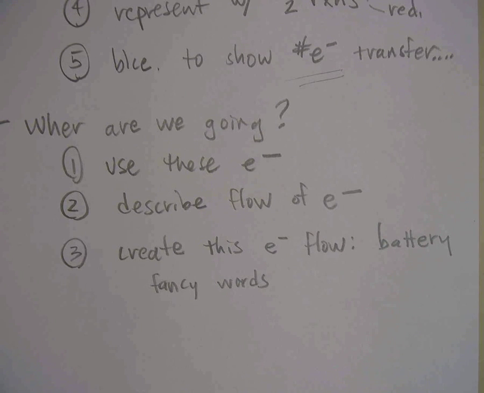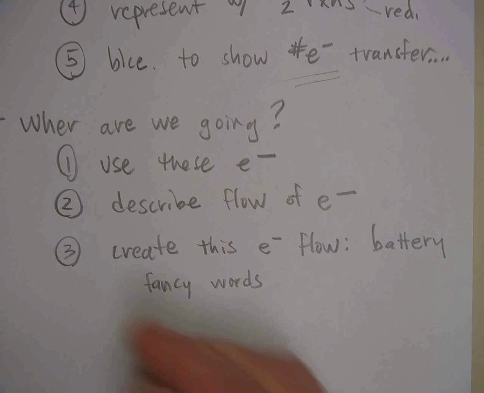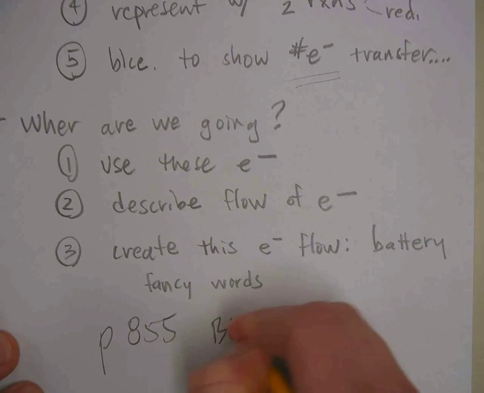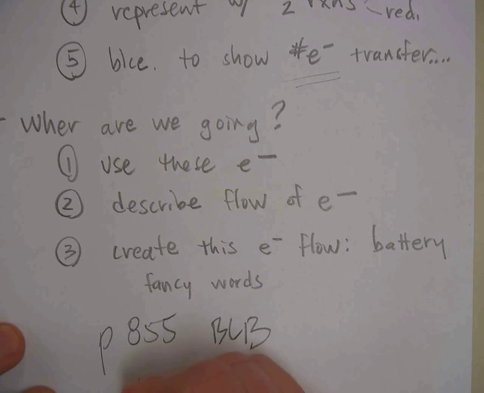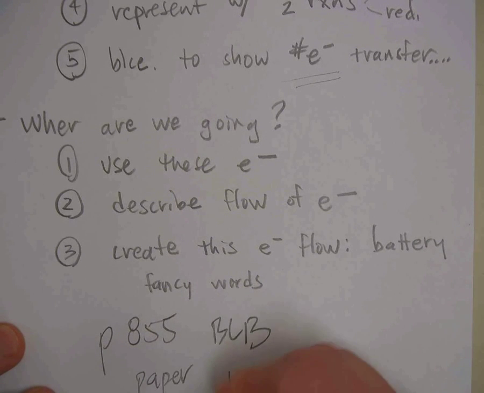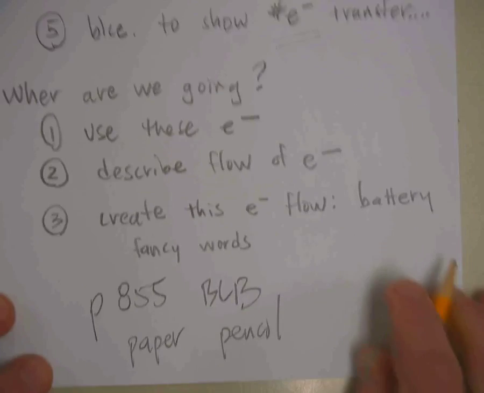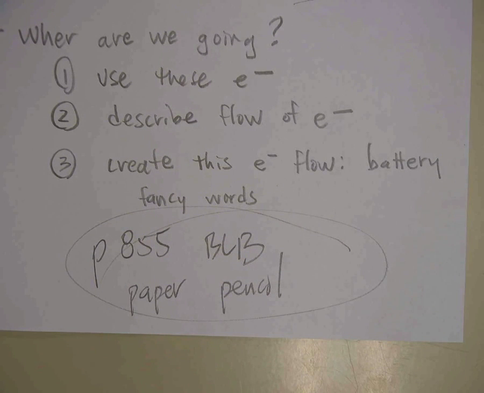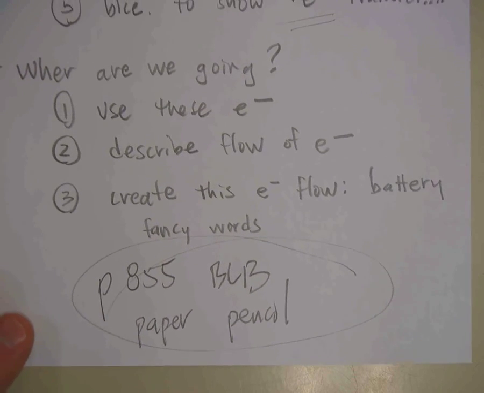So I encourage you to have your book out. You can follow along. We're going to start on page 855 of Brown, LeMay, Burston, and then also have some paper out to follow along. And I encourage you to have a pen or a pencil out as well. And then you can follow along with these. And we'll do a tiny bit of math, but not a lot during this as well. We're going to describe these redox reactions that actually have electrons that transfer.